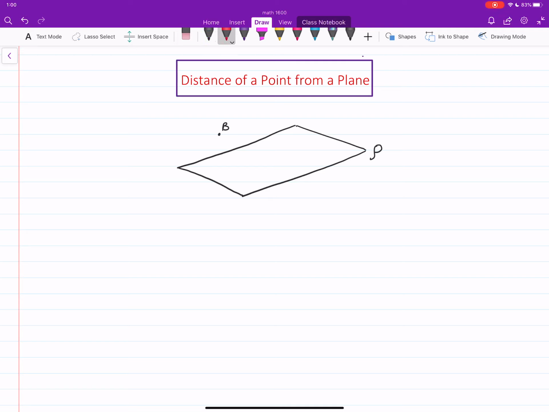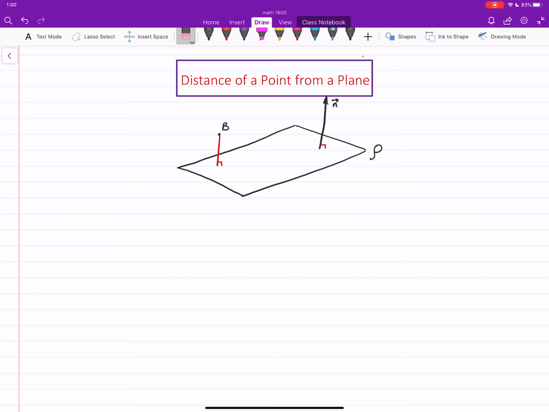The distance of that point from the plane is the same thing as the length of the line segment which starts from B and is perpendicular to the plane. Also, you need to remember that for planes we had this normal vector, which is also perpendicular to the plane. So you have two things perpendicular, so they are parallel.